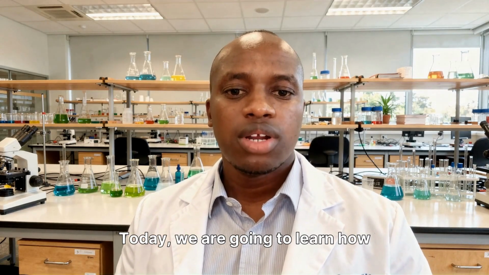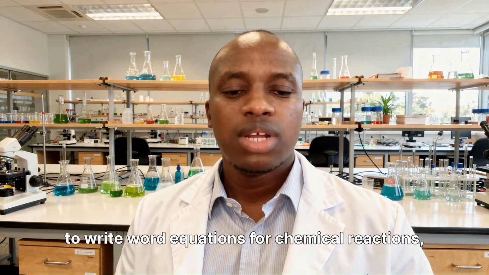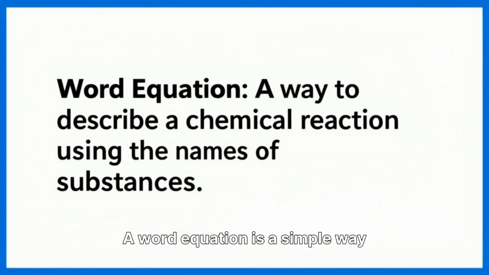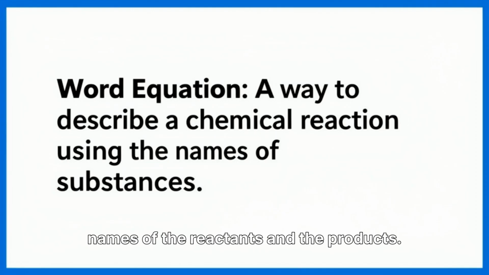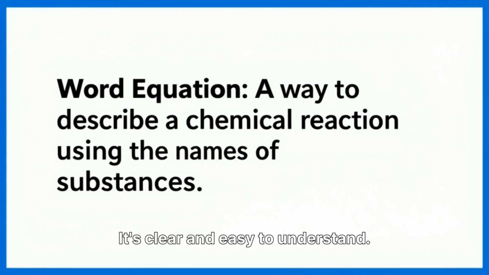Today we are going to learn how to write word equations for chemical reactions, step by step. A word equation is a simple way to represent a chemical change using the names of the reactants and the products. It's clear and easy to understand.